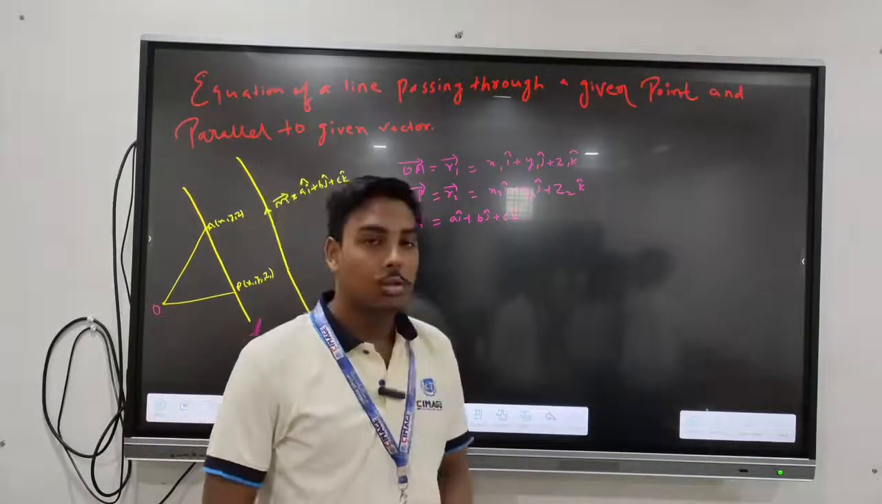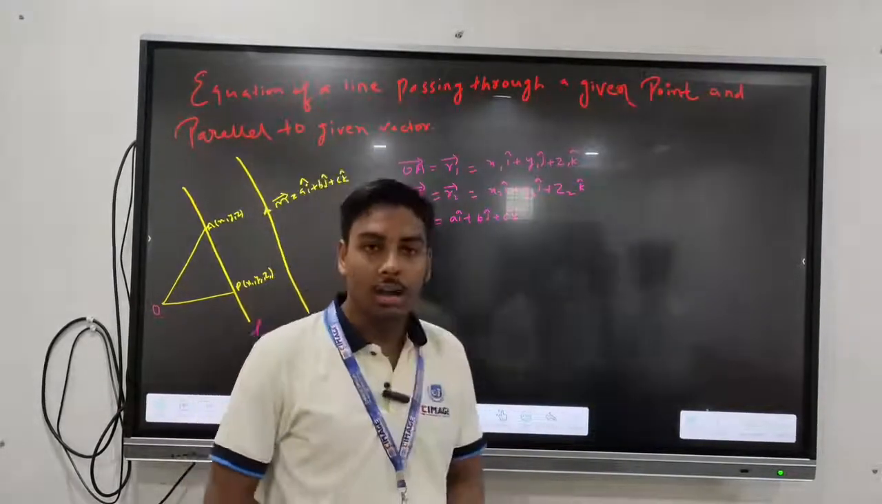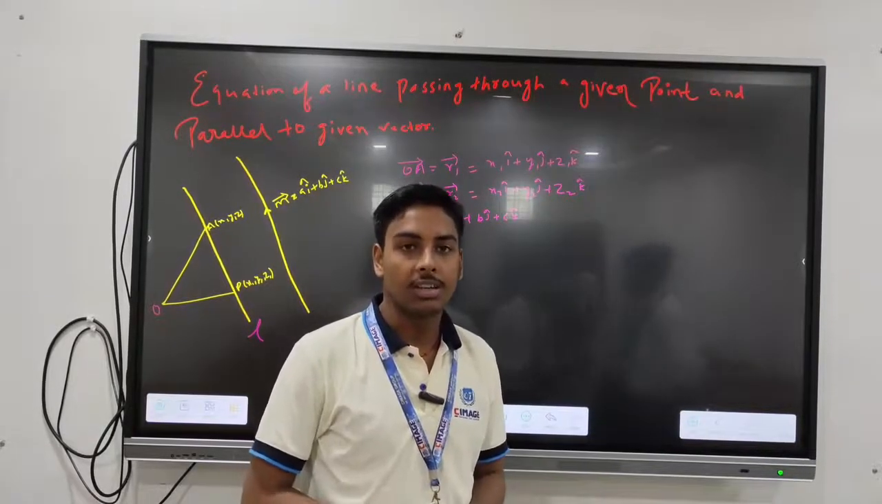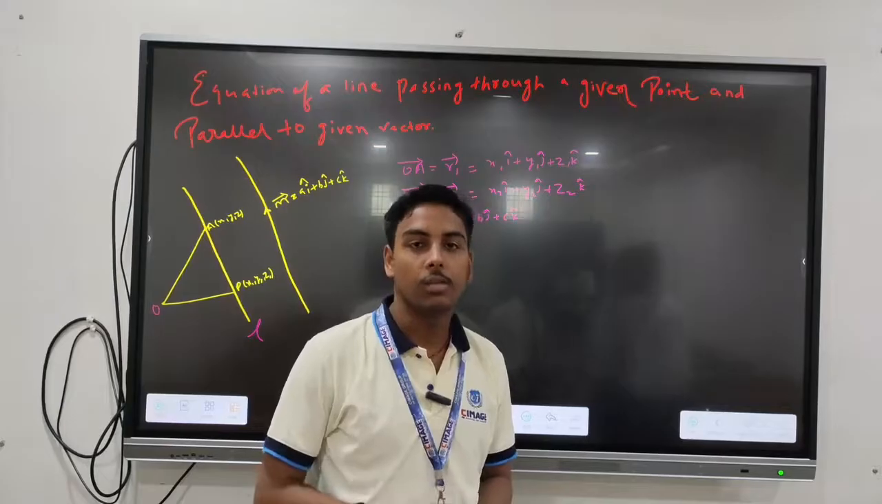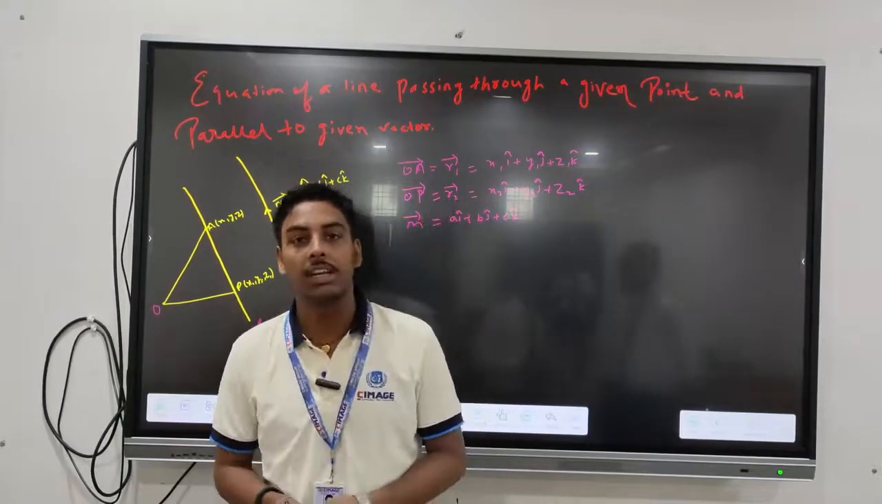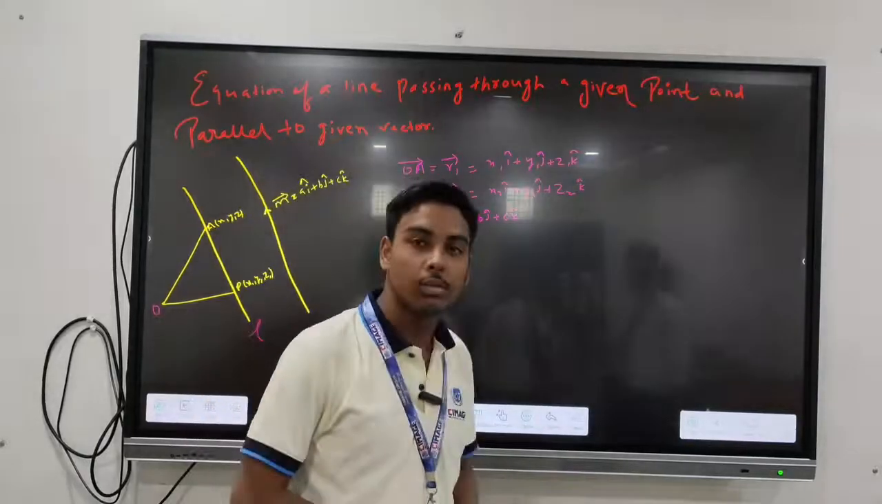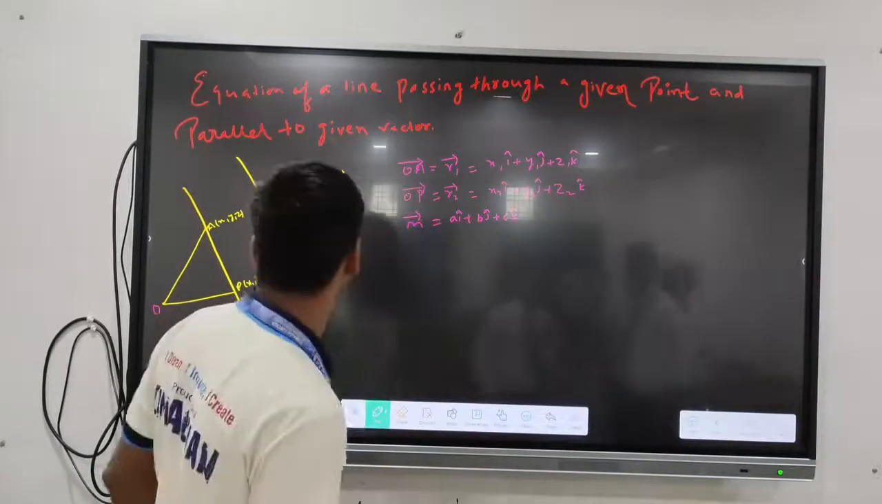of a line which is passing through a given point and parallel to a given vector. So before starting my onboard presentation, I would like to thank Ravinder sir for giving me this golden opportunity to stand here in front of you and find the equation of a line which is passing through a given point and parallel to a given vector.